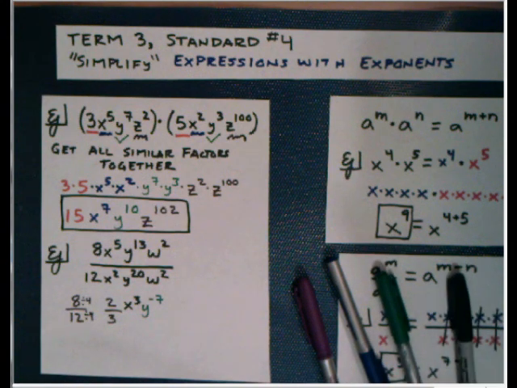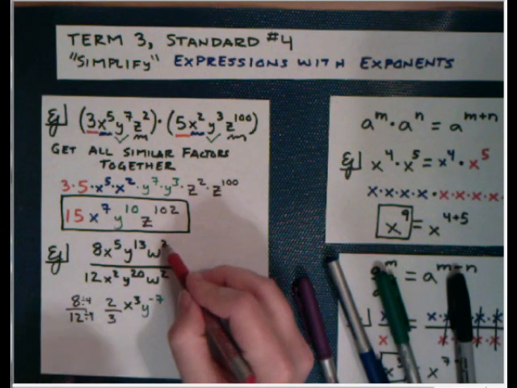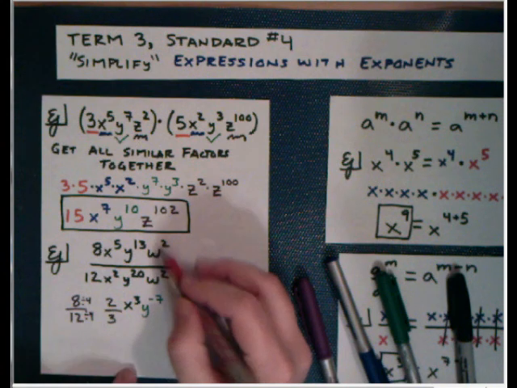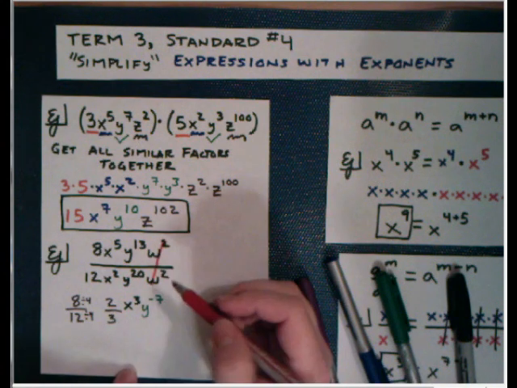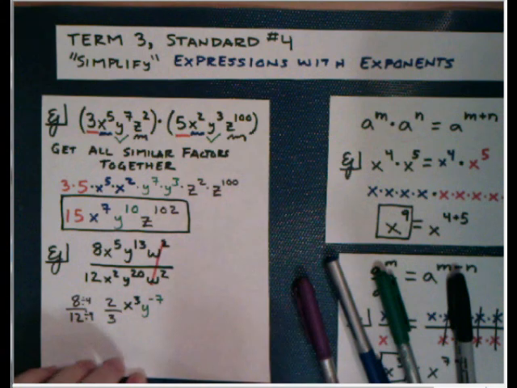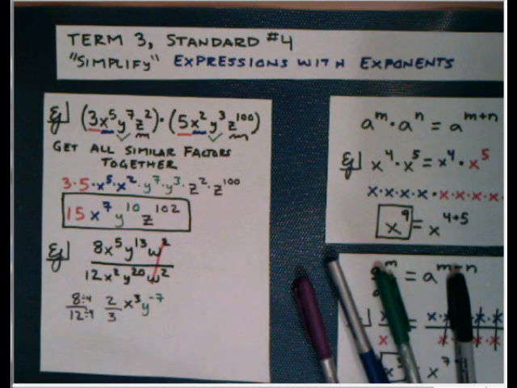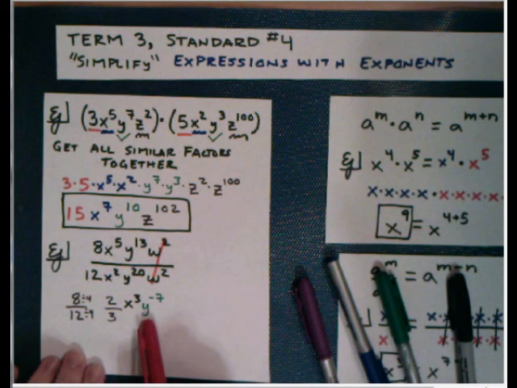For now, we're okay. Then last but not least, w to the 2nd over w to the 2nd. You can already see these just make 1, so I'm not even going to bother with the 0 exponent. I'm just going to know that they make a 1. And so it looks like we're pretty close to our final answer. 2/3 x to the 3rd, y to the negative 7th.